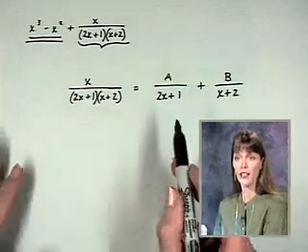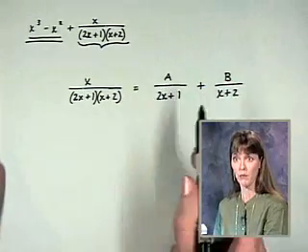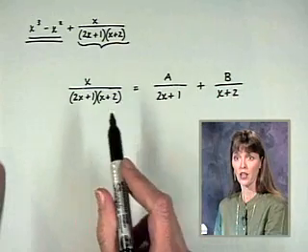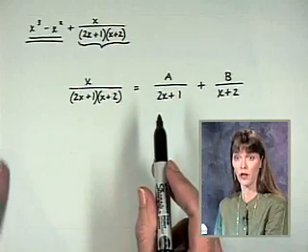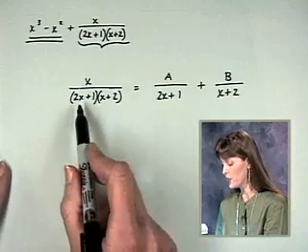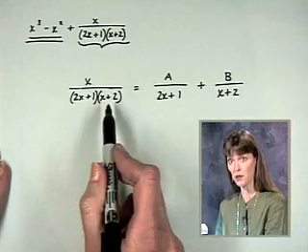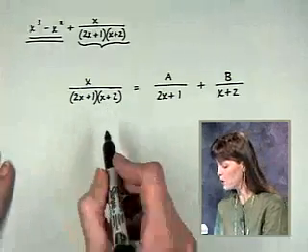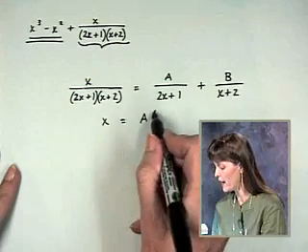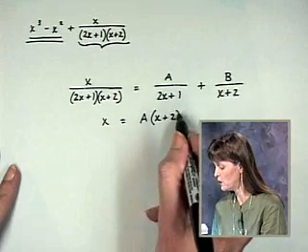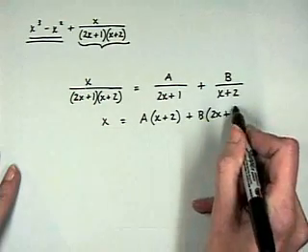Now, what we'd like to do is to take this and end up figuring out what are A and B. In order to accomplish this, our first step will be to find the least common denominator and multiply both sides of the equation by that. Notice our least common denominator will be the product of 2x plus 1 times x plus 2. Multiplying on the left gives us x. On the right-hand side, we'll have A times x plus 2 plus B times 2x plus 1.